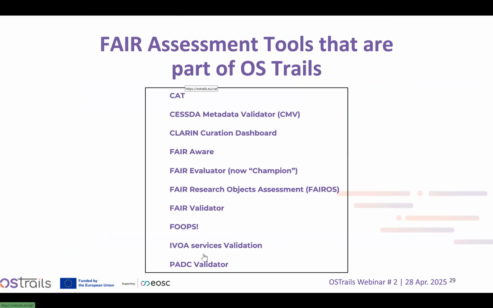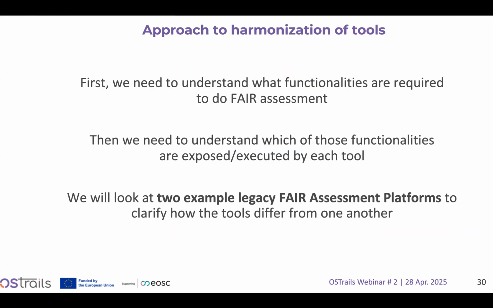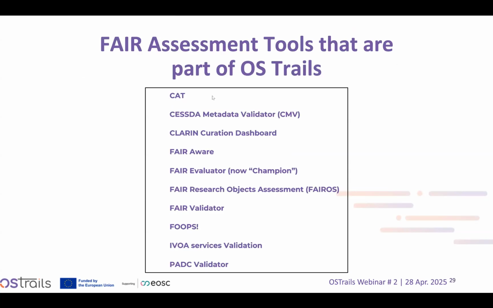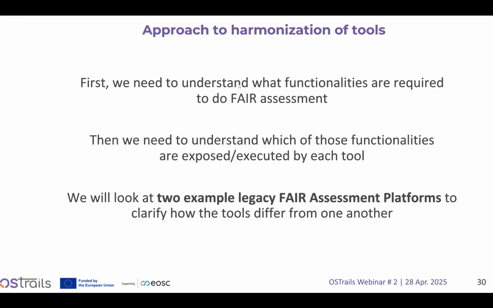These are the tools that are currently part of OSTrails that are in one way or another involved in either assessment in general or FAIR assessment in particular. I'm going to talk about CAT in a second. We'll talk a little bit about some of the others, but not in much detail. But I do want to highlight CAT because that was the grounding for a lot of the other decisions we made. CAT is the Compliance Assessment Toolkit, which comes from the FAIR-IMPACT for EOSC project. I'll mention it again at the right time in a second.